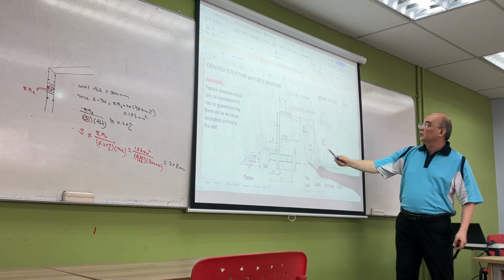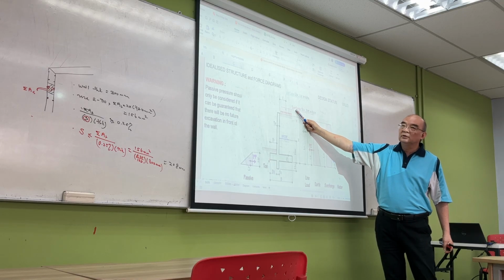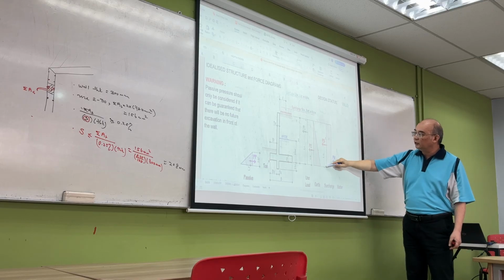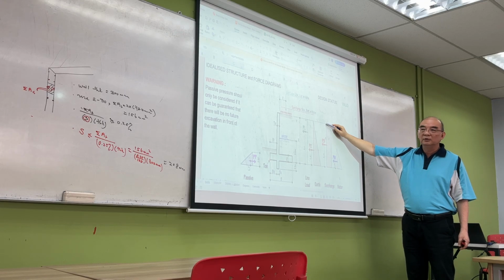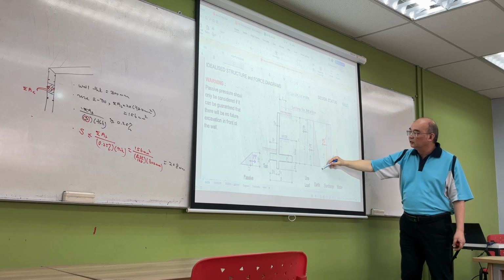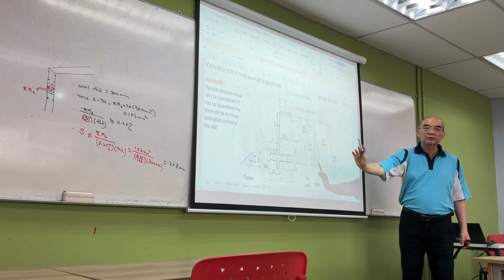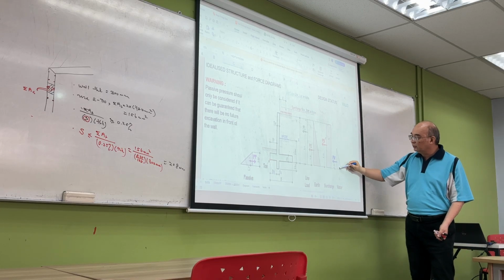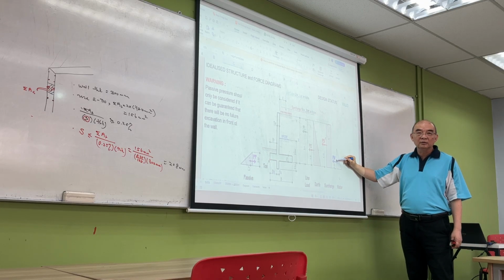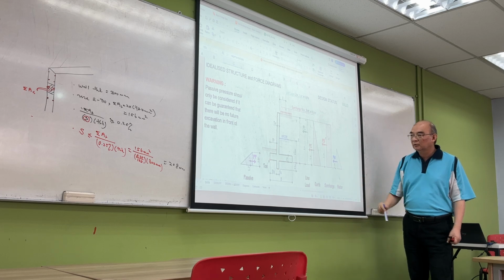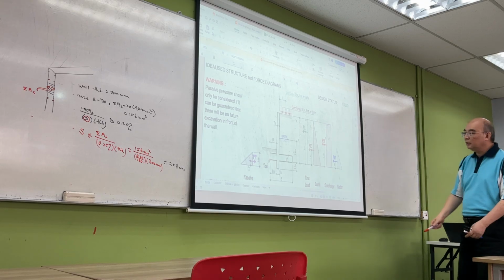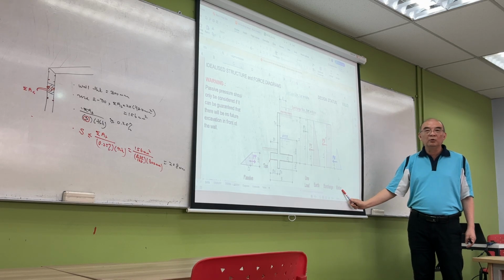So here you can see the surcharge. Surcharge. Okay, surcharge here. So this is the lateral pressure due to the surcharge, which is in the middle, right? This is the lateral pressure due to the soil. Okay, due to soil. And this is the lateral pressure due to the water. Okay, all right. So here you can see earth, surcharge, and water.